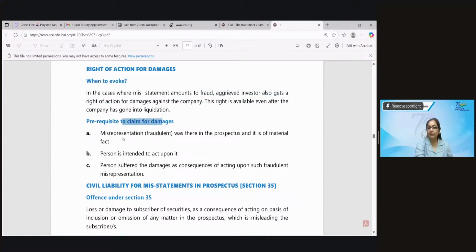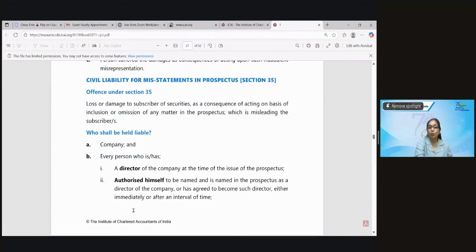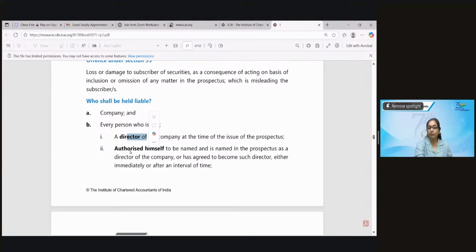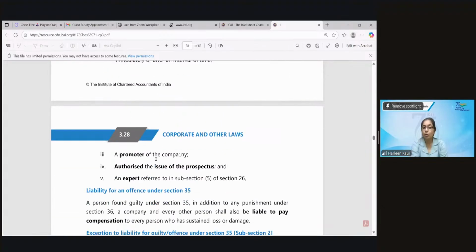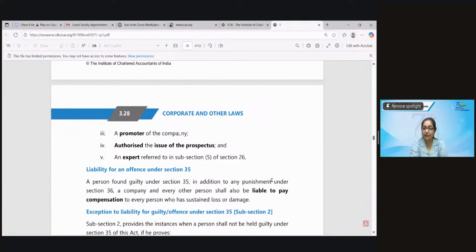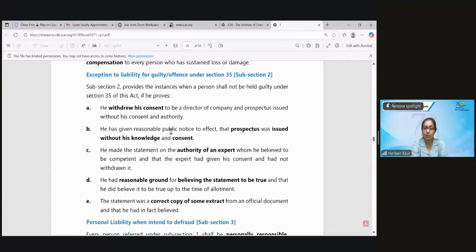How you can claim? If there was a misrepresentation, अब ये सारे section 75 के towards लेके जा रहे हैं. Person has acted upon it and he has suffered a loss and damage, then it will be civil liability under section 35. Who is going to be held liable? Director of the company, authorized himself to be named in the prospectus, or has agreed to become director later on. So ये इसको क्या बोलते हैं? Proposed director. Promoter authorized the issue of prospectus and the expert given under section 26. They will be liable to pay the damages. ये सारी exceptions हम वहां पे पढ़ चुके हैं बेटा.